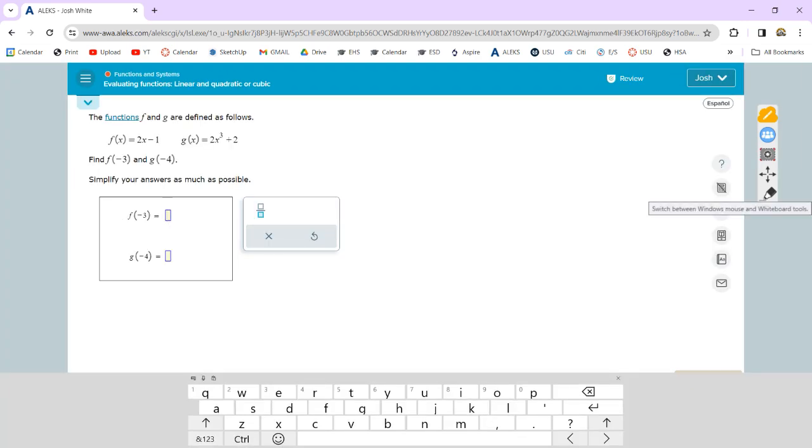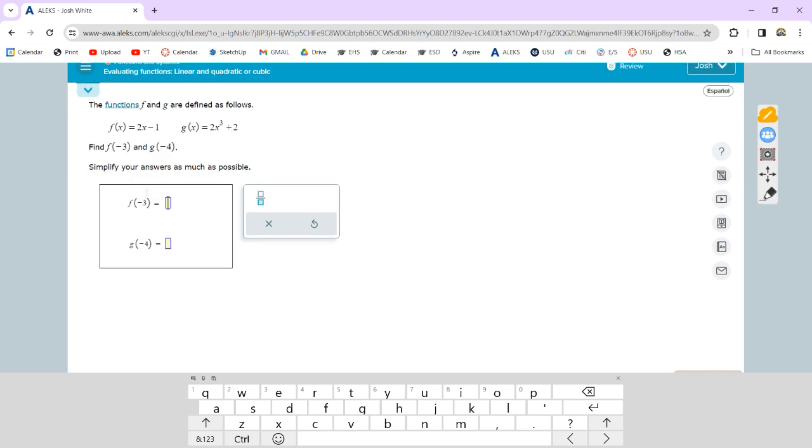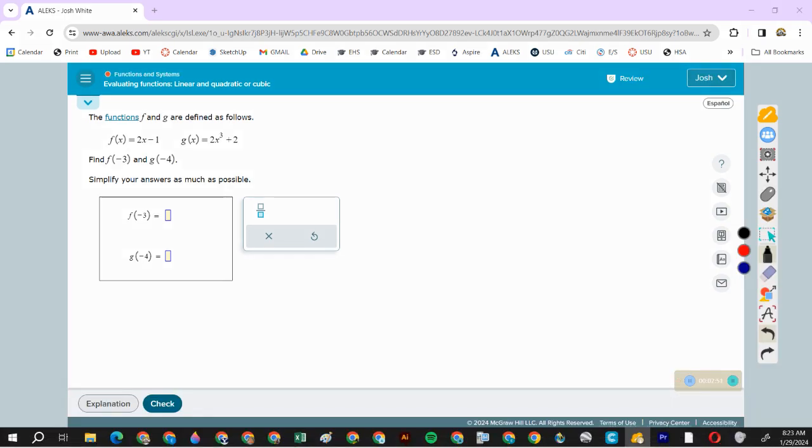Here we have two different functions. One is linear, one is a cubic. What is f of -3? So I'm going to plug in -3 right there.